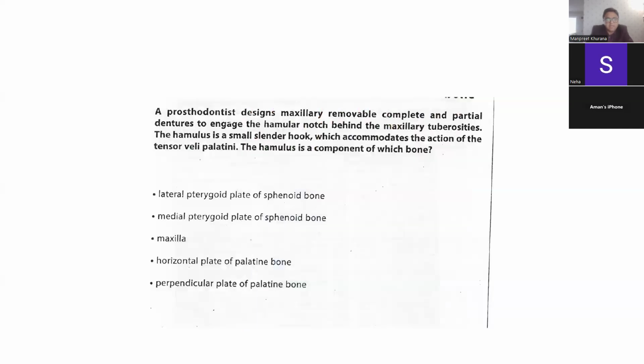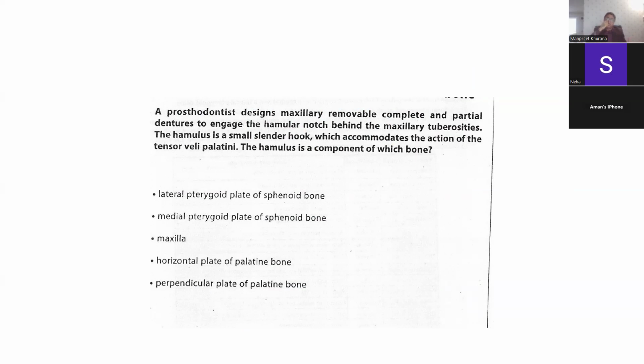So we have to be very careful. And he is just making it a little bit complex by saying that a prosthodontist designs maxillary removable complete and partial dentures to engage the hamular notch behind the maxillary processes. That's right. The hamulus is a small slender hook which accommodates the action of the tensor veli palatini. The hamulus is a component of which bone?